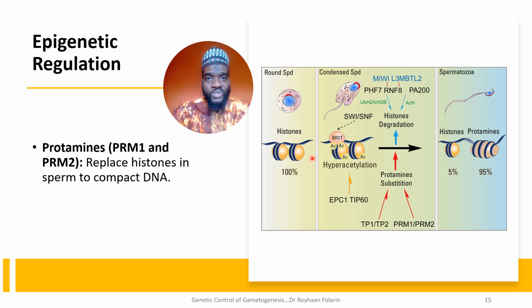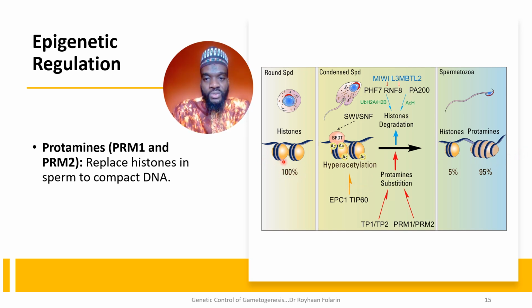And during spermatogenesis, or particularly during spermiogenesis, for example, histones are replaced by protamines. We have protamines 1 and 2, PRM1 and 2. So histones are replaced by these protamines 1 and 2 to achieve highly compacted DNA in the spermatozoa.